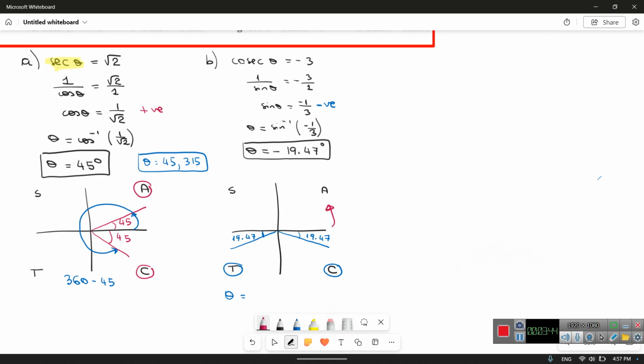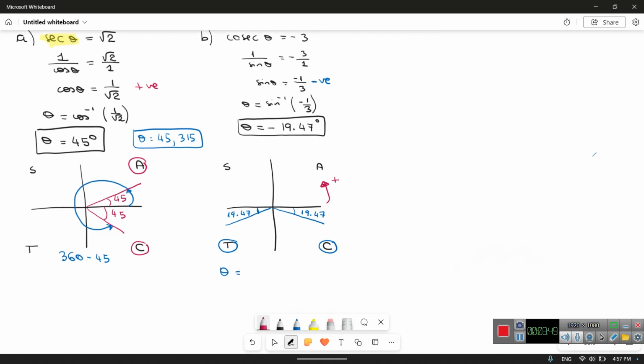If I go this direction, I'm reading all my positive values. And my first value is 180 plus 19.47. We can use a calculator to do that. 180 plus 19.47, we get the final answer is therefore 199.47.